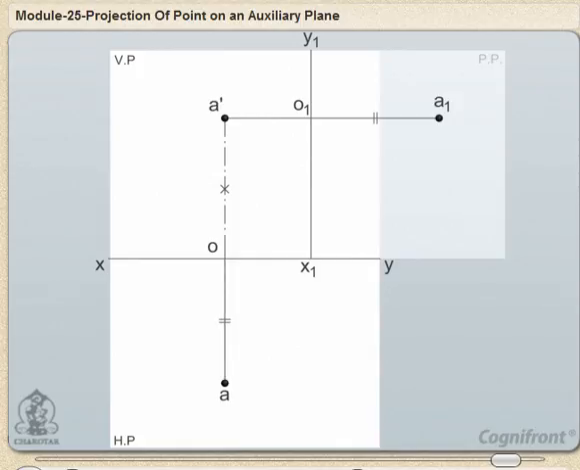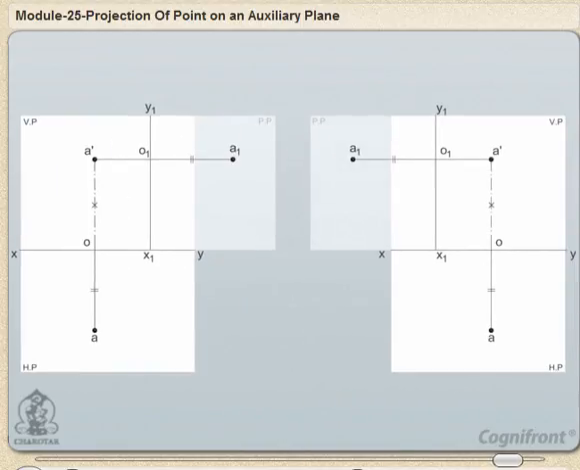Note that when seen from the left, the new reference line and the side view are placed to the right of the front view. When seen from the right, they would be placed to the left of the front view. Thus, the view seen from any side of the front view is placed on its other side.